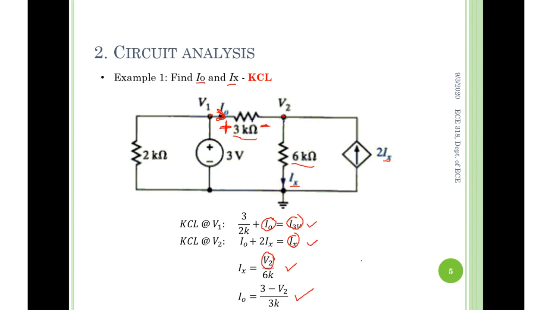4 equations, 4 unknowns. Does everything make sense? Any questions regarding this circuit 1 knowledge?